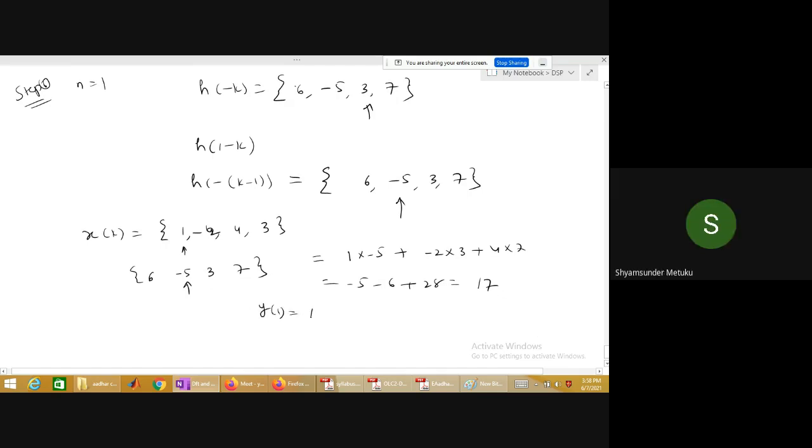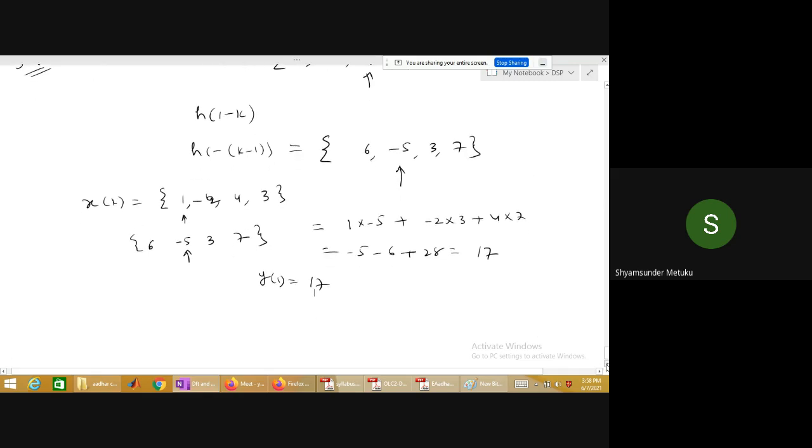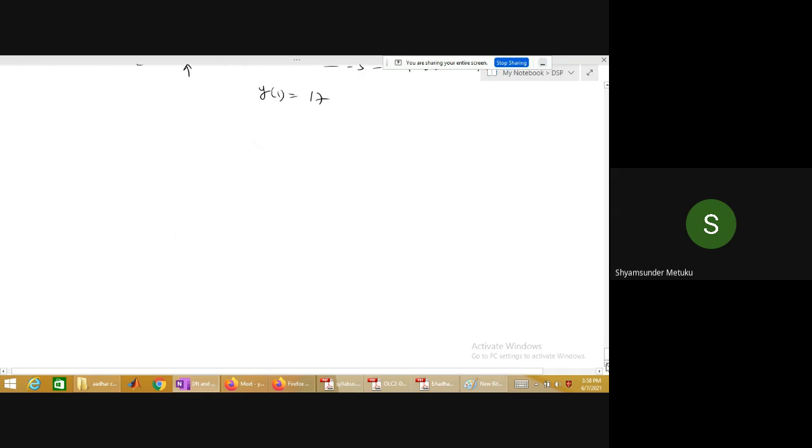Can you do the remaining on your own? Yes or no? Yes, sir. I'll give you one simple logic for verification because I did only 3 samples. How many more samples need to be calculated? 4. So you do the remaining 4, but for verification I'll give a simple procedure.